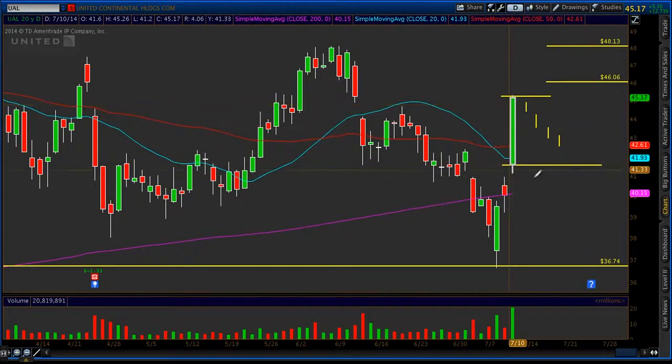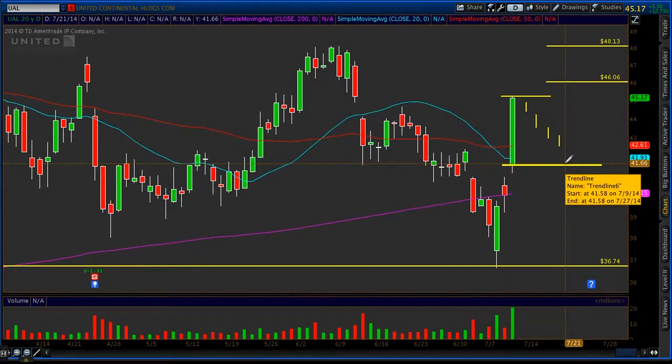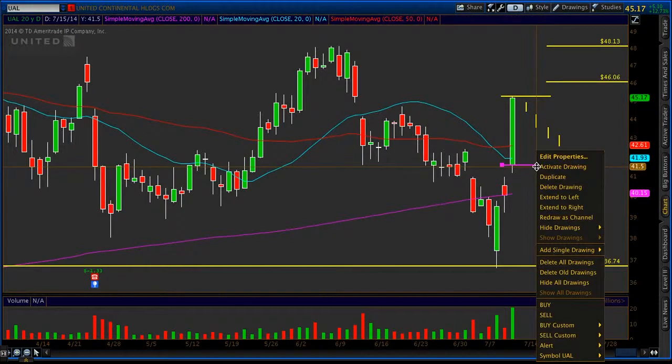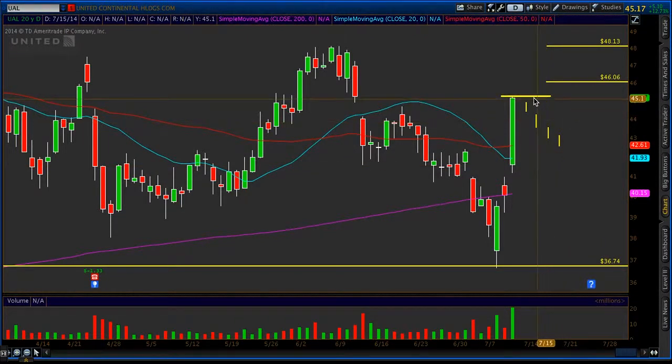Big move up. You will have support at the bottom of this candle, the low or the body. I just picked the body. Again, my line is at 41.58, 41.50, around that level. So that's what I'd like to see on this. You know where I got my resistance line here.